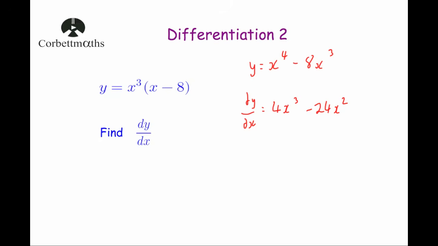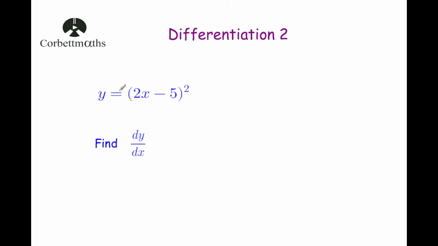Okay, next question. So in the next question we've been given y equals 2x minus 5 all squared. And we've been asked to find dy by dx. So if we expand this bracket, and remember if it's squared we have to multiply the bracket by itself, then we get something that's much more easy to differentiate. So y equals brackets 2x minus 5, bracket 2x minus 5, because we're squaring it, we're timesing it by itself.